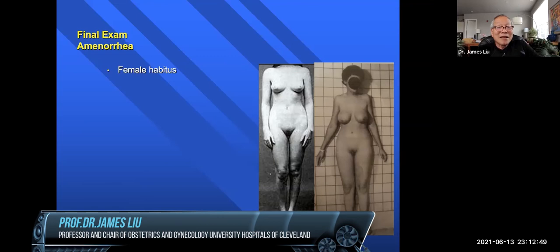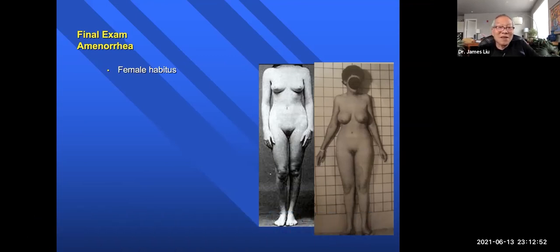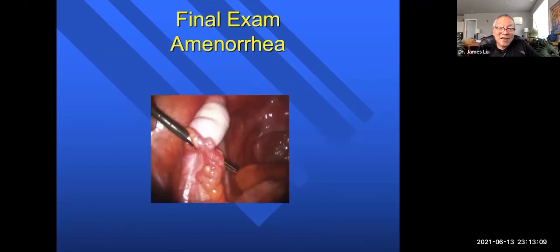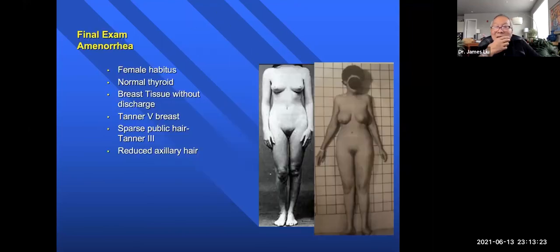Going through our clinical exam, we have a female habitus, normal thyroid exam, breast tissue, no discharge. Tanner, should be Tanner 3, that's my fault. Tanner 3 breasts, sparse pubic hair, Tanner 3, reduced axillary hair, and this individual has testes with a mild form of androgen receptor defect.